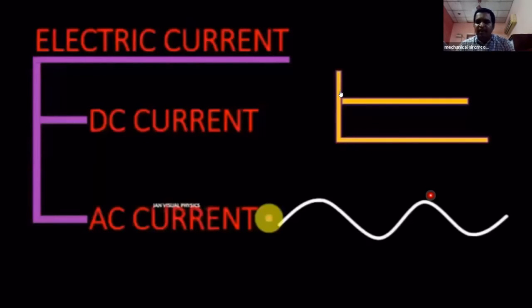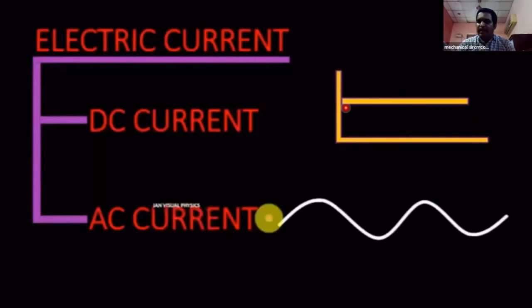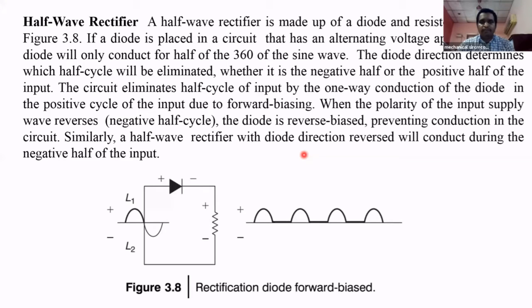But in the case of direct current, there is no change in direction. The current is moving in one direction only. Then it is called direct current. Now we see this.